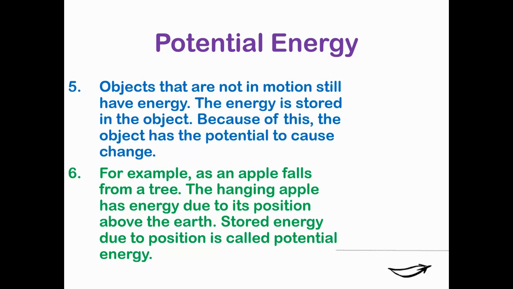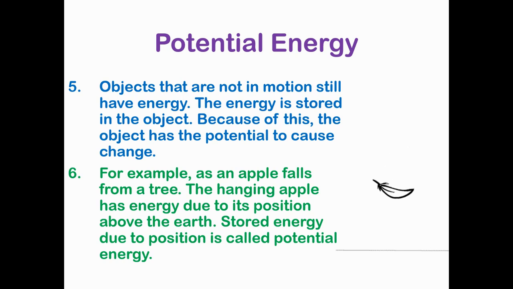Objects that are not in motion still have energy. The energy is stored in the object. Because of this, the object has the potential to cause change. For example, as an apple falls from a tree, the hanging apple has energy due to its position above the earth. Stored energy due to position is called potential energy.